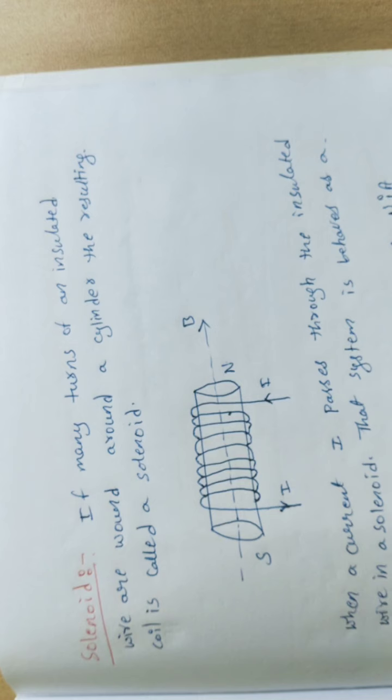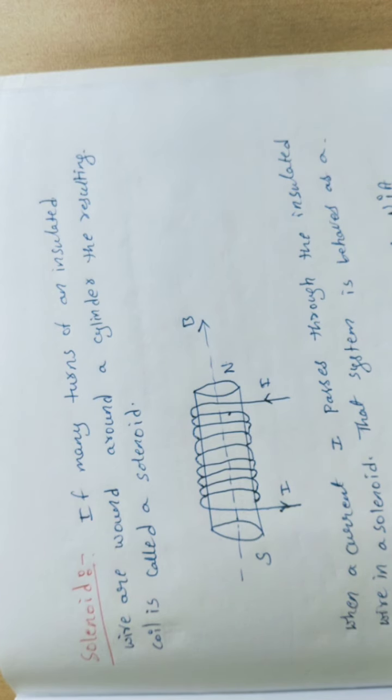So for that, a magnetic moment is also compulsorily present. We represent the magnetic moment of a solenoid as capital M. Capital M is equal to NIA, where N is the number of turns, I is the strength of the current, and A is the area of the solenoid.